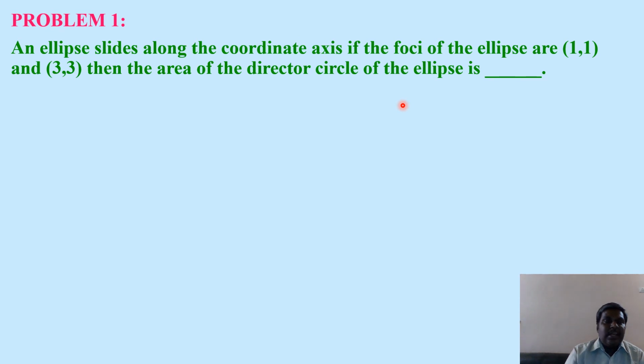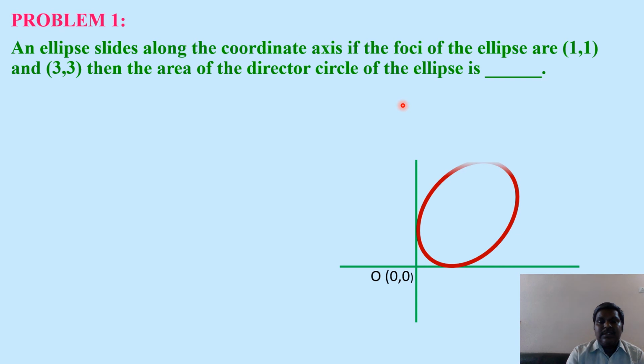An ellipse slides along the coordinate axis. Its foci are given to you: (1, 1) is one focus and (3, 3) is the other focus. Let us see. This is my x-axis and y-axis. Their point of intersection is the origin. Now, this is the ellipse.